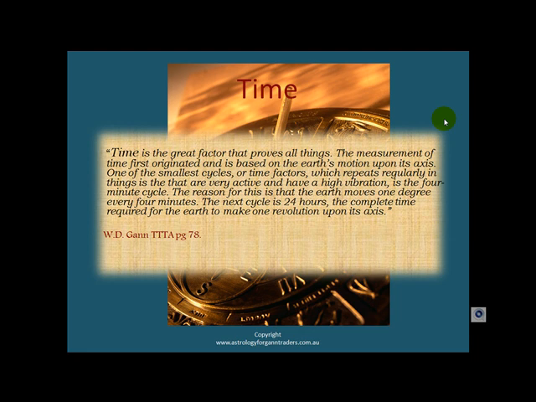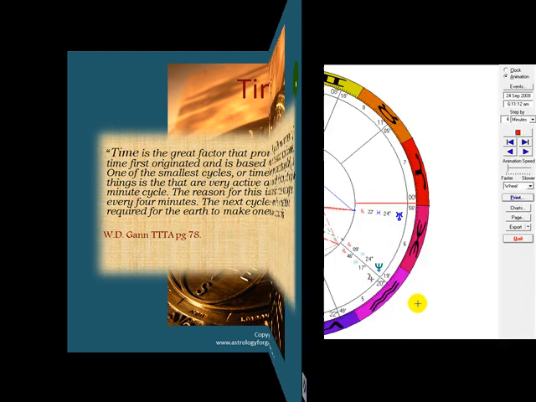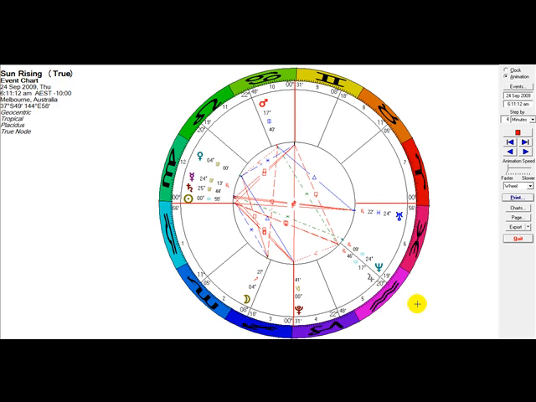Now, for the next slide, I'm going to do an animation to elaborate on this time, so that you can actually understand what's going on on a daily basis in the heavens. Okay, let's have a look at the 4-minute cycle quoted by Gann in this clever little animation tool in Solar Fire. I've cast the chart for the true sun rising time on the 24th of September 2009 at 6:11:12 a.m., set for Melbourne, Australia.